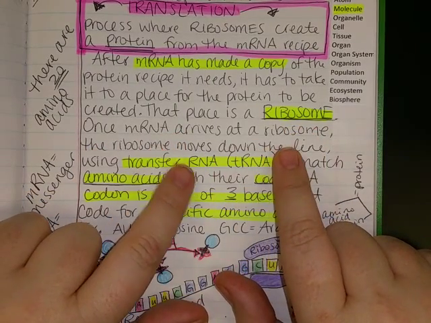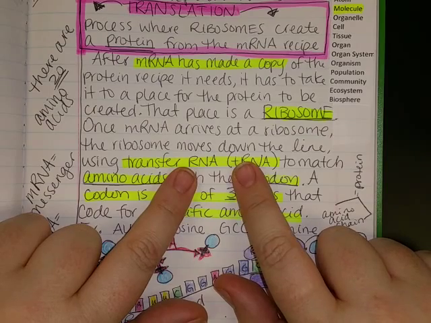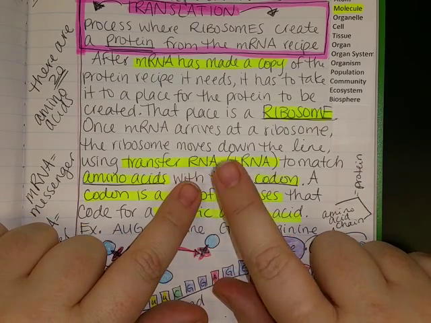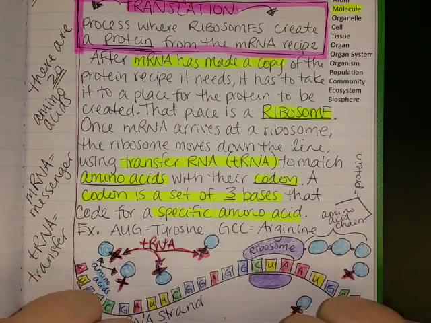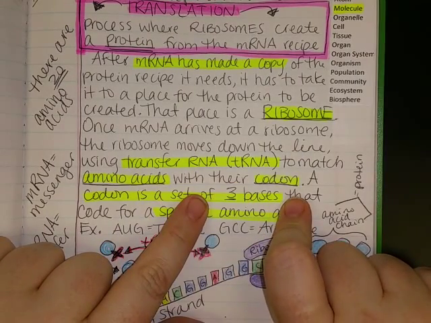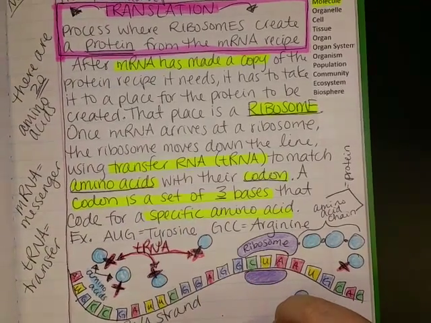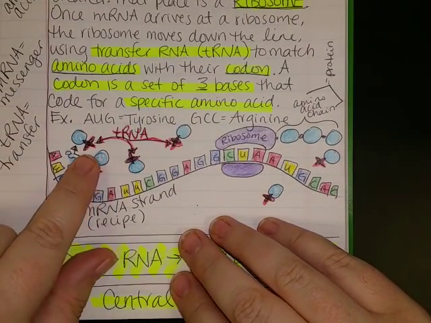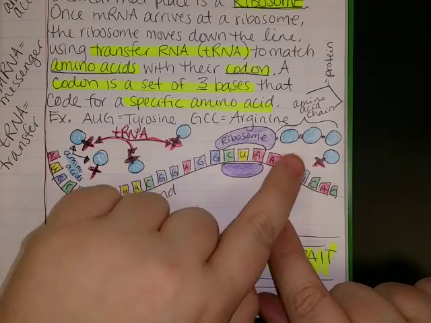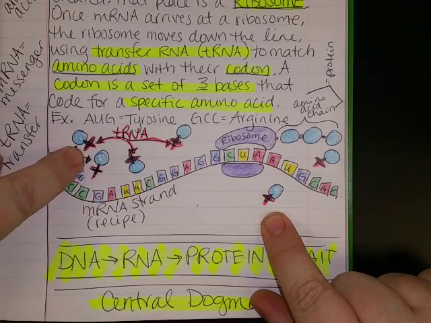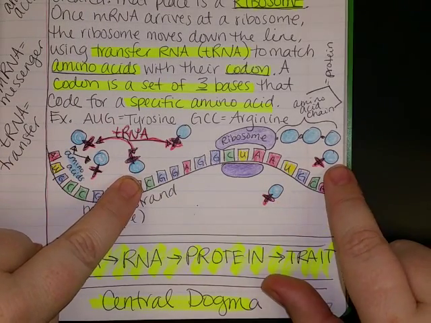Once mRNA arrives at a ribosome, the ribosome moves down the line and it uses transfer RNA to match amino acids with their codon. If you remember, amino acids are the monomers, or the building blocks, of proteins, and this is how proteins are made. Each amino acid is attached to one transfer RNA. So these little T-looking things here, those are a transfer RNA, and they have an amino acid attached to them.